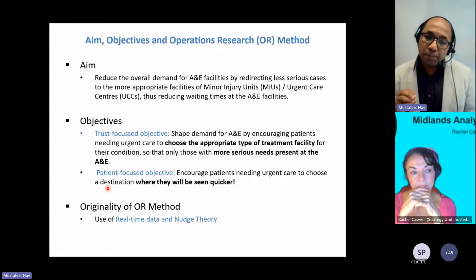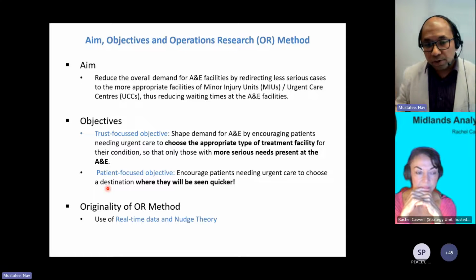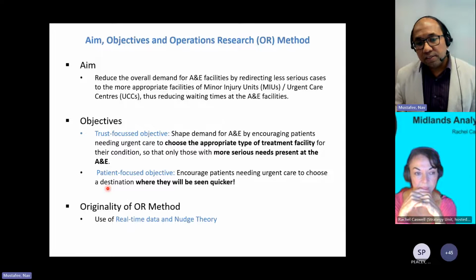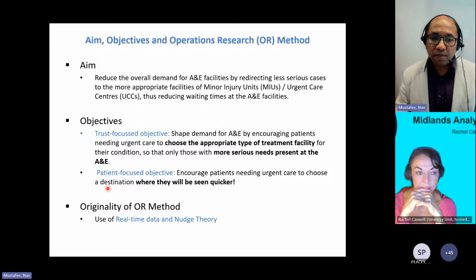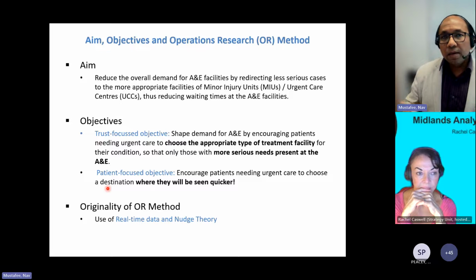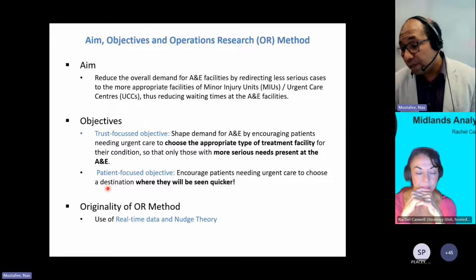Therefore, there is also a patient objective here, right? Because obviously the time is an opportunity cost. So with this work, we are trying to encourage patients to not only help the trust to level the demand, but also to think of their opportunity cost in terms of time. The choice is: are you prepared to travel further to be seen quicker?